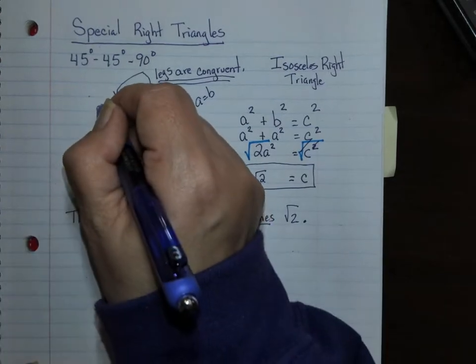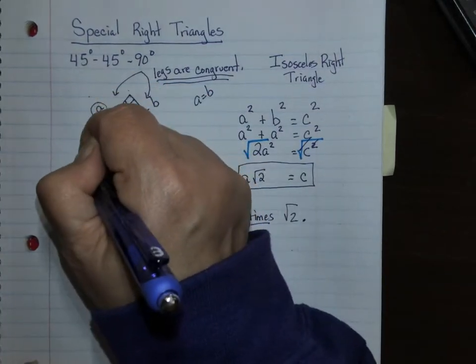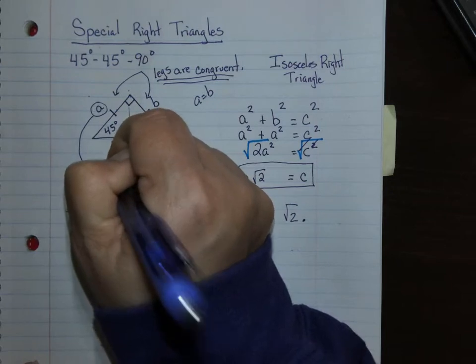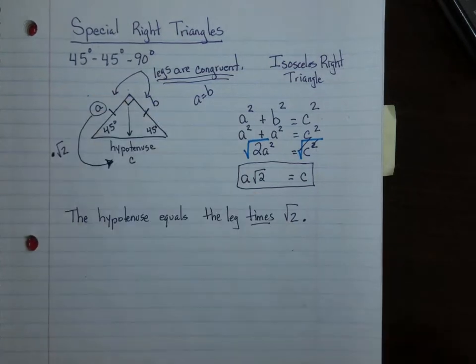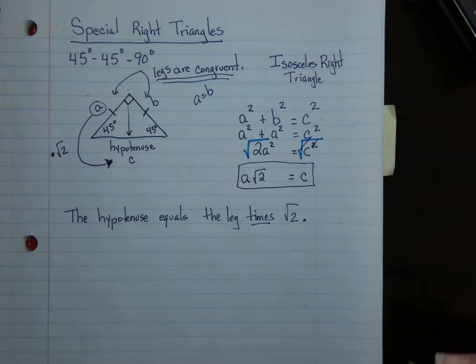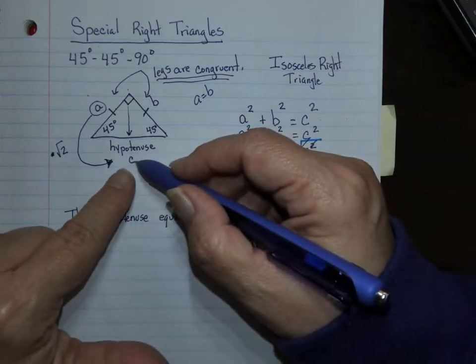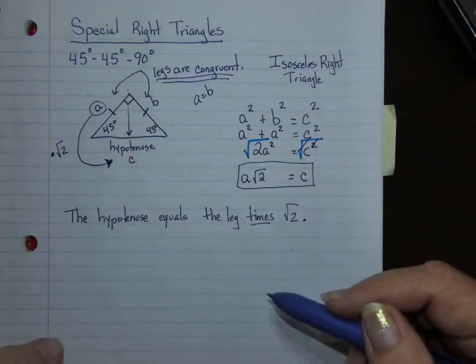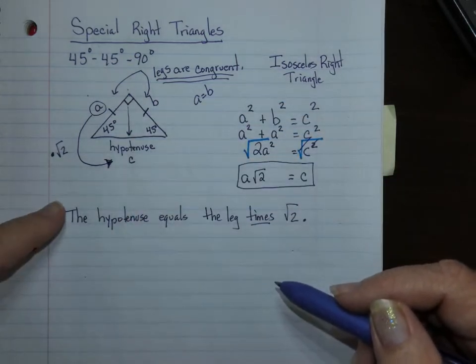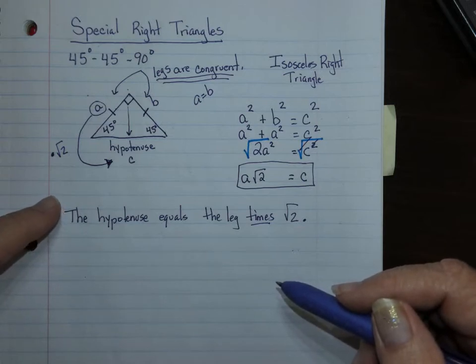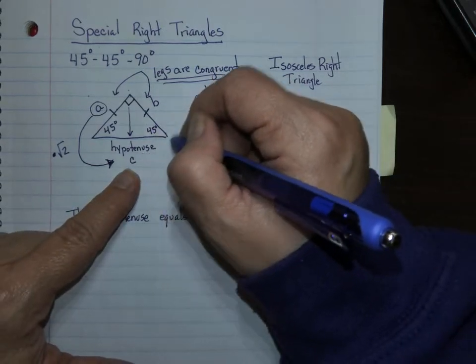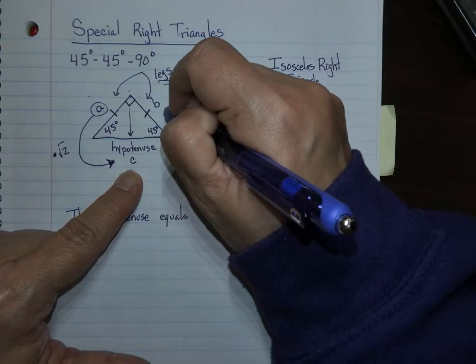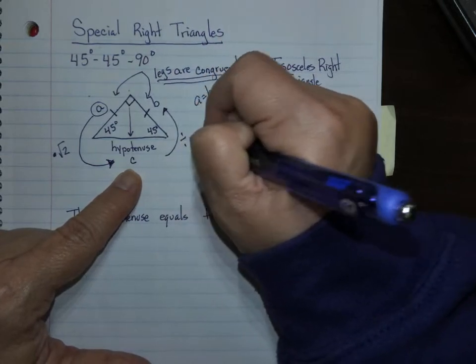So if I'm on a triangle and I know what A is and I'm trying to go from A to C, I'm going to take my A and I'm going to times it by the square root of 2. But what if I was going backwards? What if I knew the hypotenuse and I wanted to figure out the leg? How do you go backwards from multiplying? How do you undo multiplying? By dividing. So if I know the hypotenuse and I want to go over to a leg, then I would divide by the square root of 2.